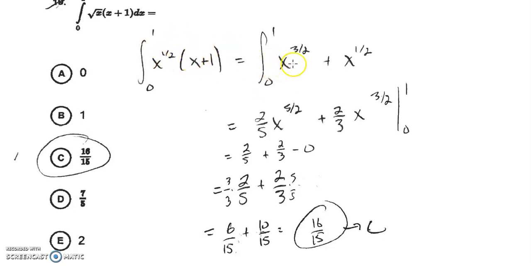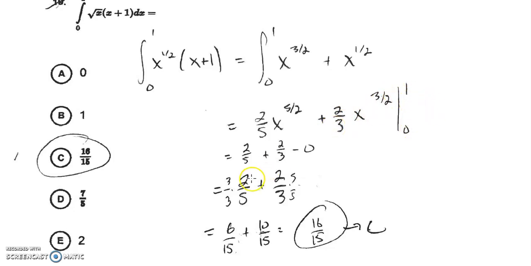So what's the rule when I multiply this through? I add them. So this is 3 halves, that would be 1 plus a half. And then this distributes and gives me x to the half. From there, I power rule it, and it looks pretty terrible, but I'm evaluating with nice numbers, 0 and 1. What's 1 more than 3 halves? 5 halves. So 2/5, that's power rule. Same thing here, power rule. And then I evaluate from 0 to 1.